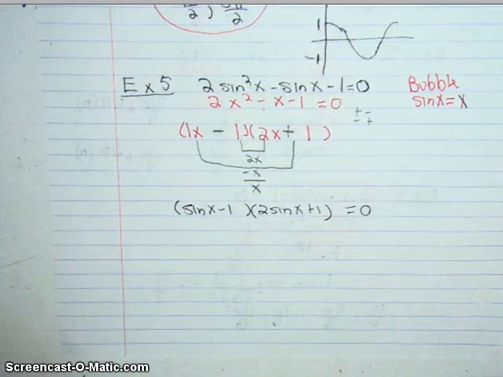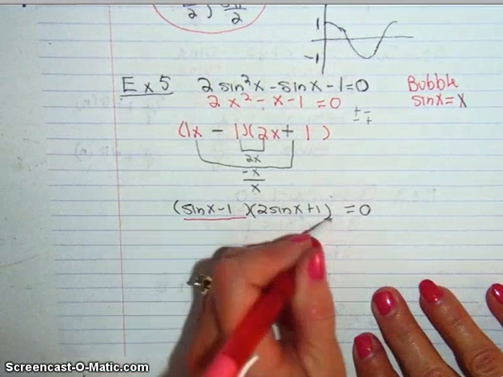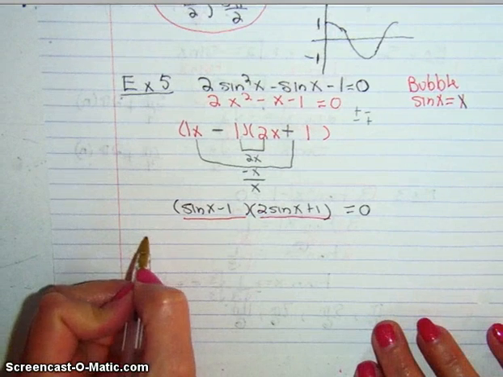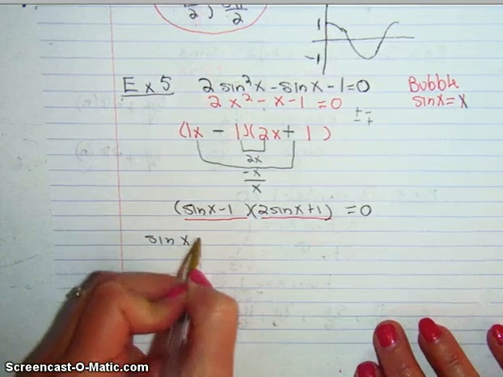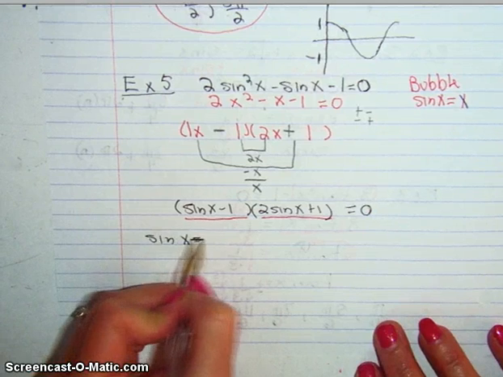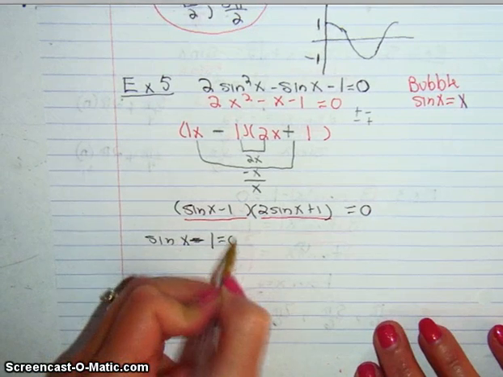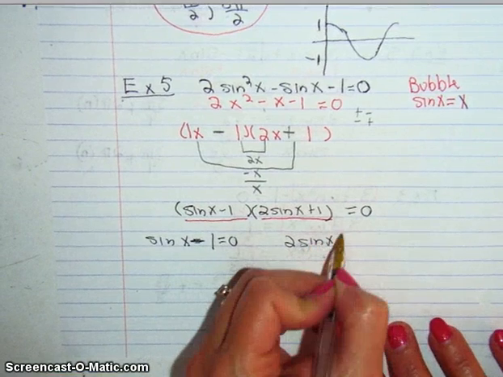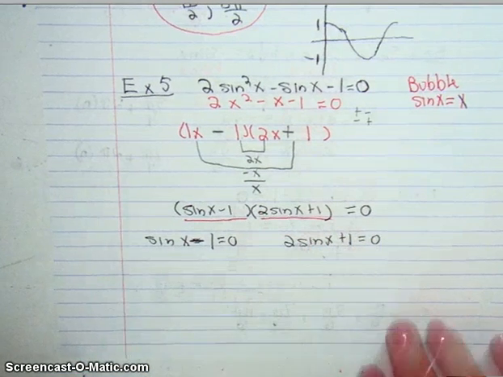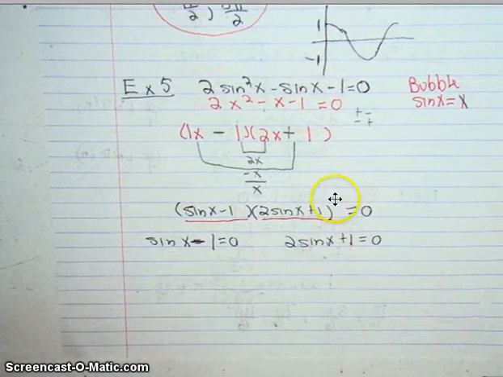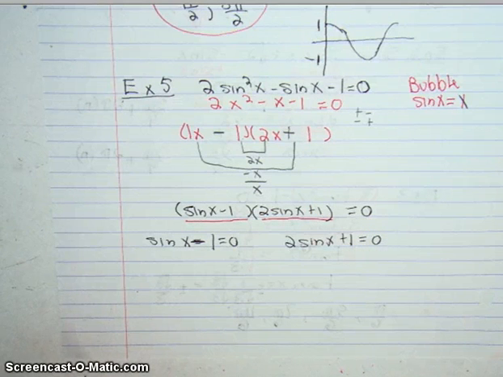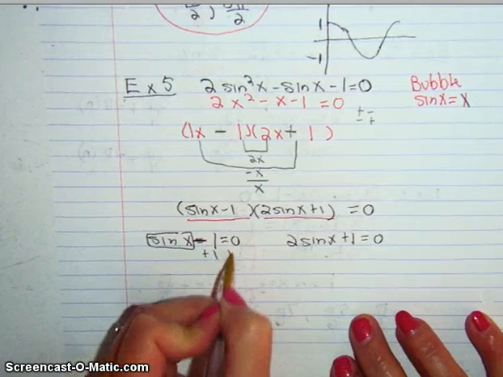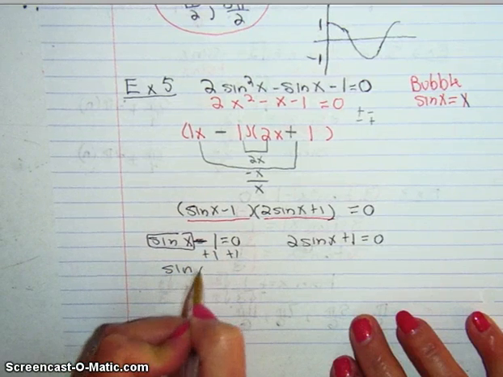And then we're back to that algebra property again, guys. If a times b equals 0, then either a equals 0, so sine x minus 1 equals 0, or b equals 0. 2 sine x plus 1 equals 0. Okay? Now, I'm going to give you and your group a minute. Isolate the sine x. Add 1 to both sides, so sine x equals 1.